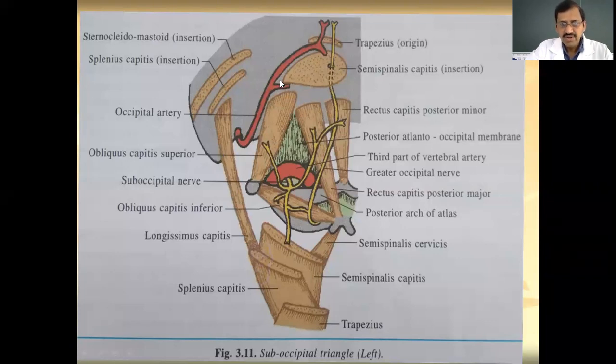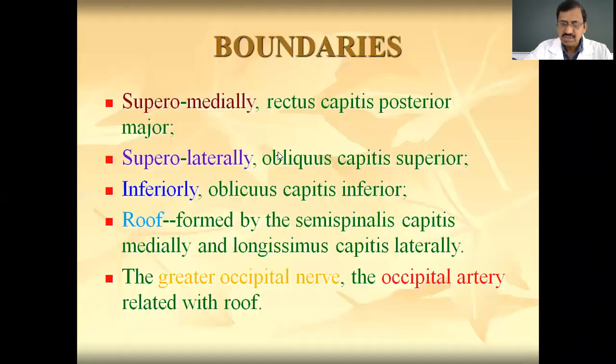And here you see, this is the occipital artery. It is a branch from the external carotid artery at the level of the facial artery, and it comes out from the neck into the suboccipital region by passing through the groove on the mastoid process. This artery is related with the roof of the suboccipital triangle in the superolateral part, and the nerve is in the inferomedial part. These are the two structures present in the roof of the suboccipital triangle.